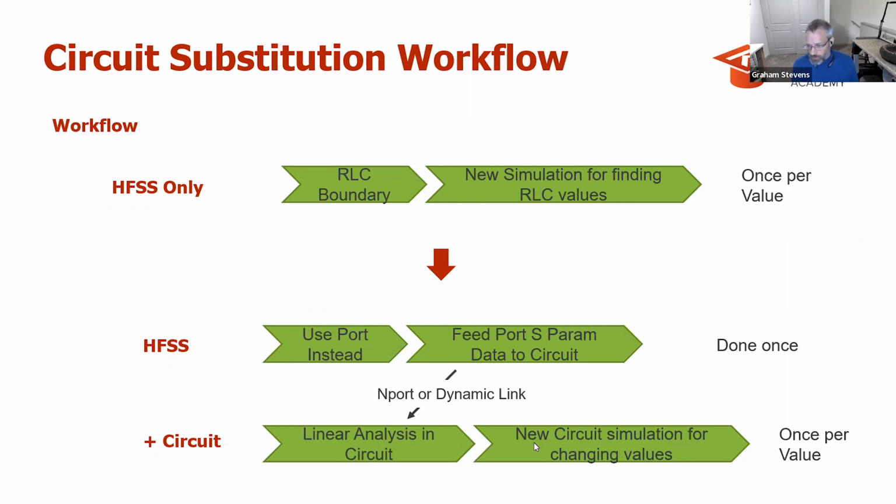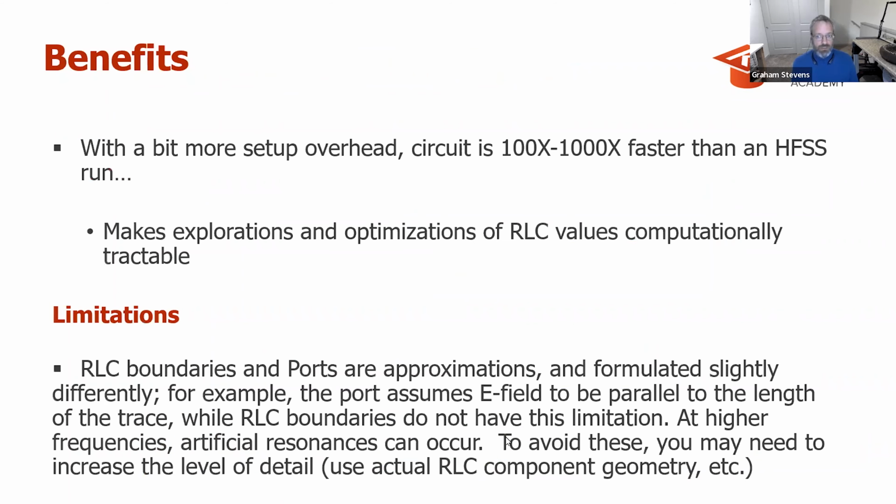And the circuit tool runs very fast. And so that speeds up your simulations dramatically. So as I was just saying, with a little more setup overhead where you have to create the circuit and validate your results between the two, the circuit run when I'm changing R and L and C values is much, much faster than rerunning an HFSS run. And so this makes explorations and optimizations of the RLC values computationally tractable in some cases, but also just speeds things up dramatically.